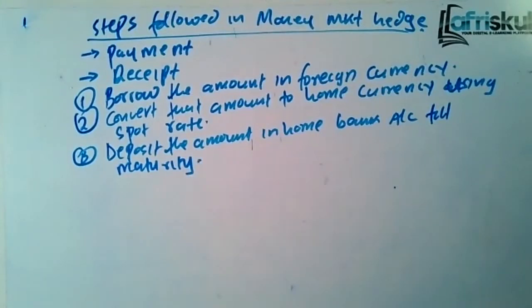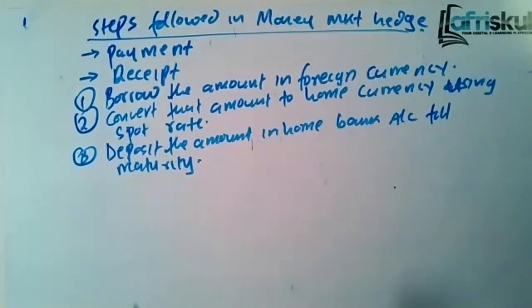Remember, in this case we are hedging the payment or hedging the receipts. So first of all, if you want to hedge, you borrow the amount, either the amount you want to receive or the amount to pay. You borrow that amount in the foreign currency. Then, after you borrow, you convert that amount to home currency at spot rate. Then you deposit the amount in a home bank account until maturity. This is what I mean.